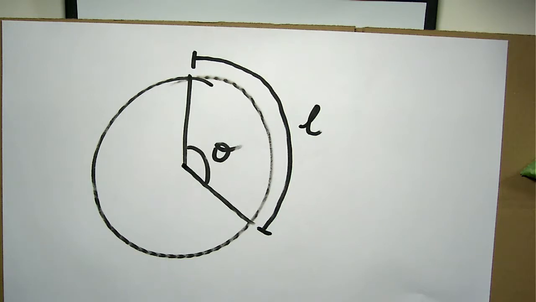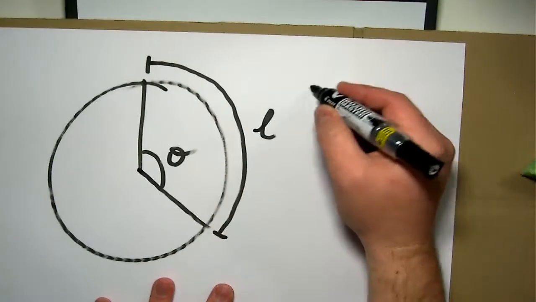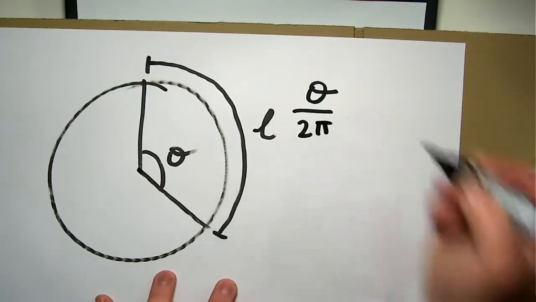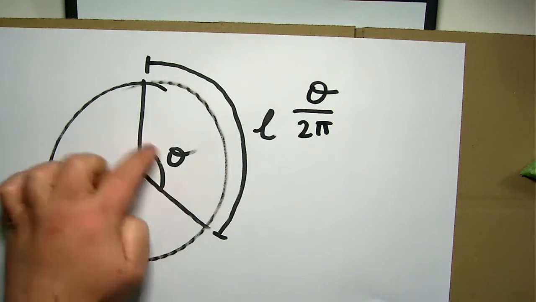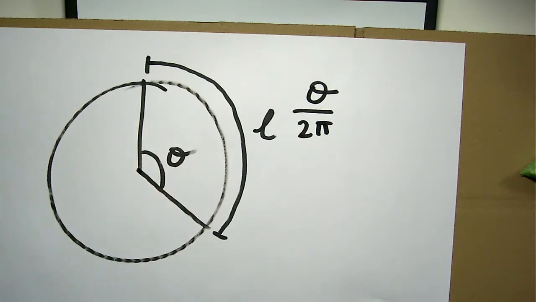Well, let's start by looking at this angle at the center, theta. What fraction of a total circle does this angle represent? Well, we know that there are 2 pi radians in a circle, so if we take theta divided by 2 pi, this gives us the fraction of a total circle that we have with this angle theta.